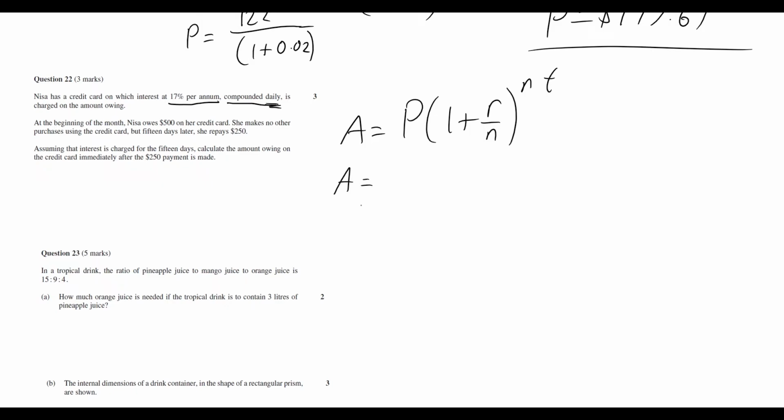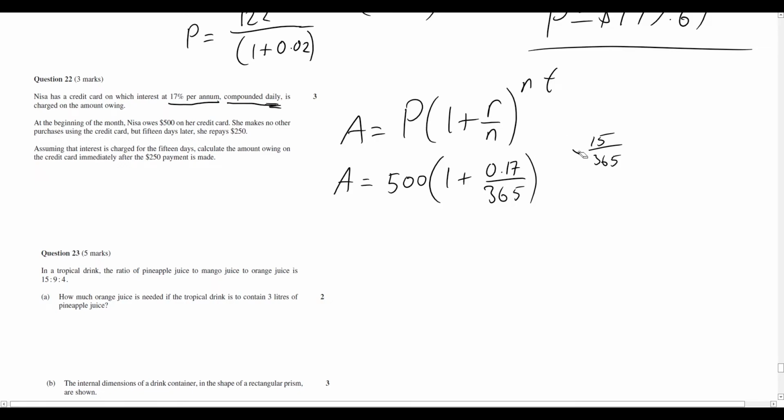So the final value after 15 days is, P is 500. We have 1 plus the rate, which is 17%, or 0.17 in decimal form. N is the number of periods per year. It's compounding daily, so how many days are in a year? 365. And then we have it to the power of N, so again, 365. And now how many years go past? Well, there's 15 days out of 365 days, so we'll write that as 15 over 365. You can probably notice that in the index, our 365s will simply cancel out, and we can just rewrite that to the power of 15.